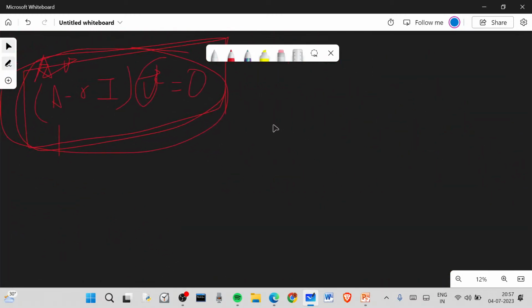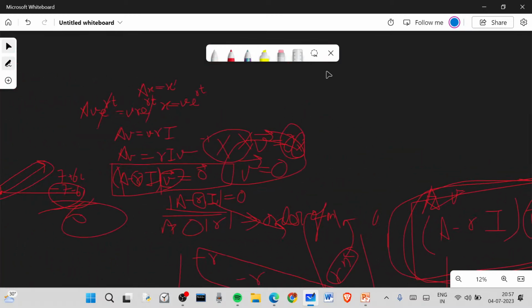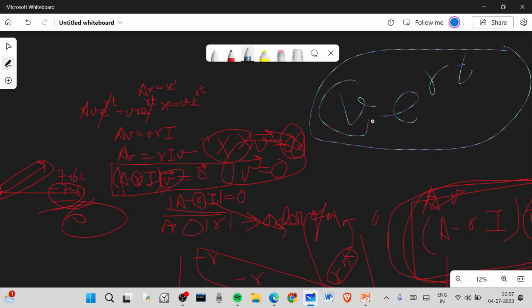Sometimes I forget what I was doing. Yes, now we got the solution, because our solution was v e to the power rt, and v is the vector we have found using this thing. r is the corresponding eigenvalue.